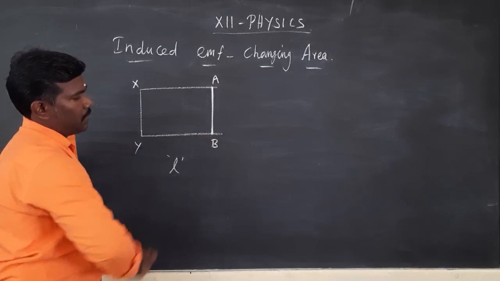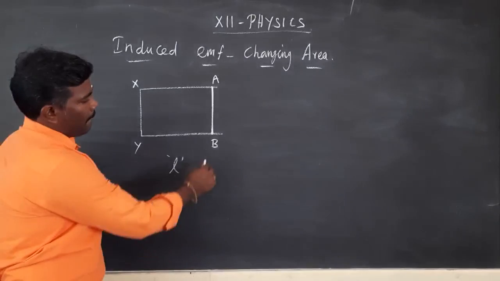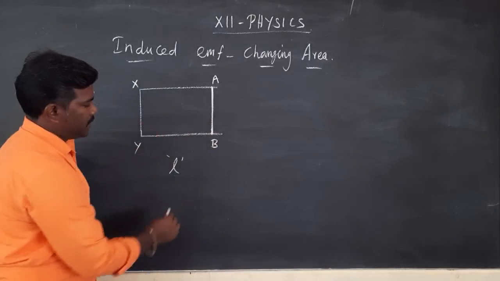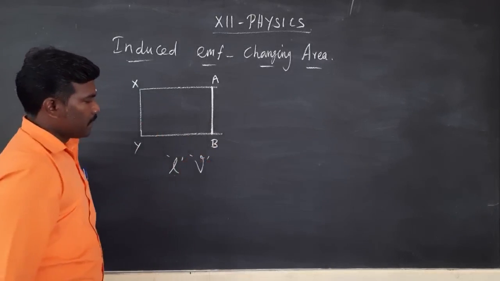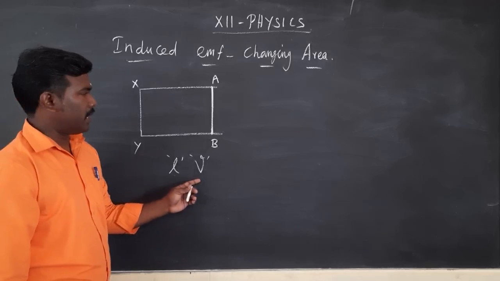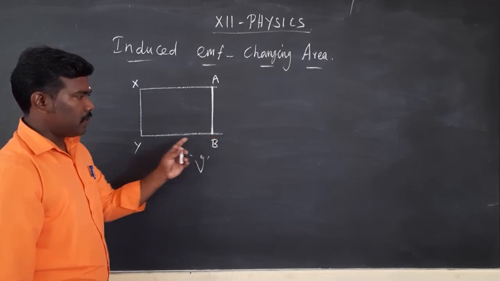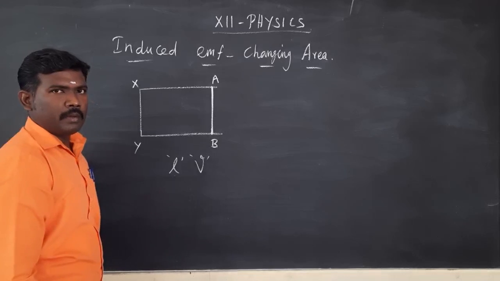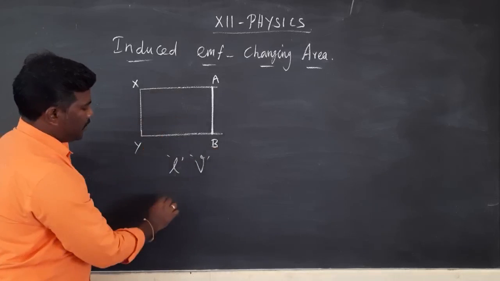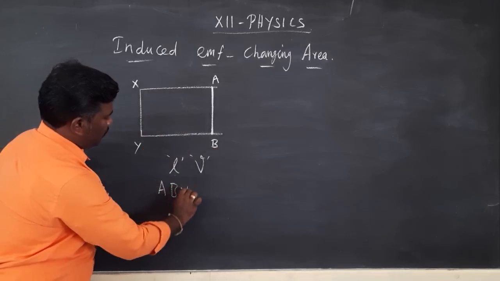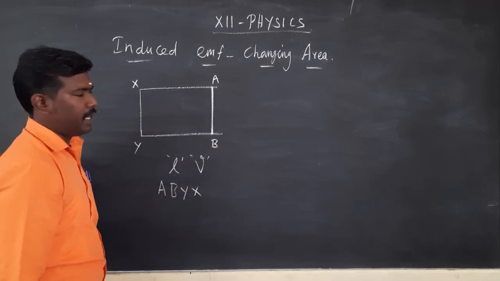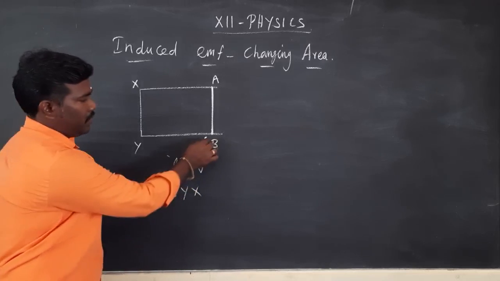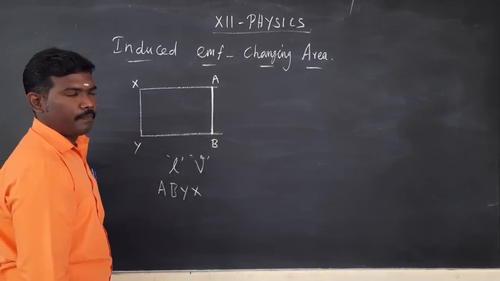Now we are applying a small amount of force to the rod. Then the rod is moving towards the left-hand side with the velocity V. V is the velocity of the conducting rod. A, B is the initial position of the rod, so it encloses the area A, B, Y, X. This is the initial area.